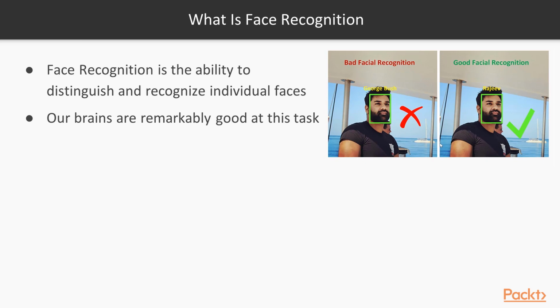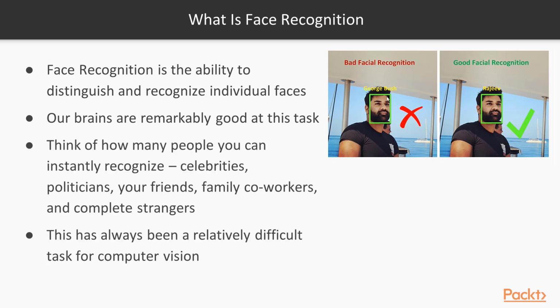But it's actually a pretty difficult problem for computer vision because there are very subtle differences between faces. What I'm going to highlight in this image here is the difference between good and bad facial recognition. Obviously, I'm not George Bush. This is me here. And this is good facial recognition. You want something to identify, localize the face, and tell you who it is. All right, so that's pretty cool. And that's what we're going to do in the next few videos.